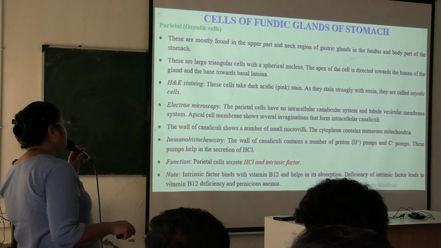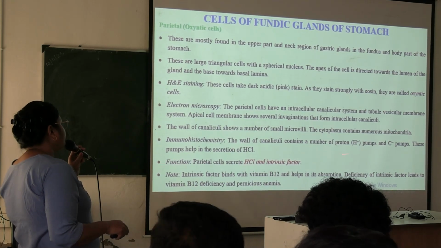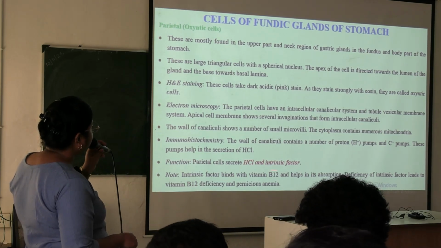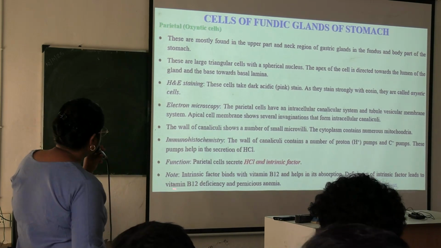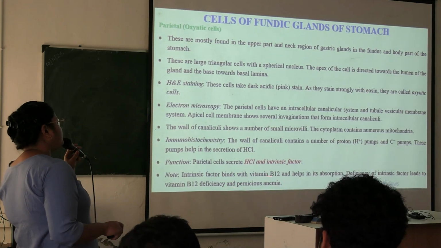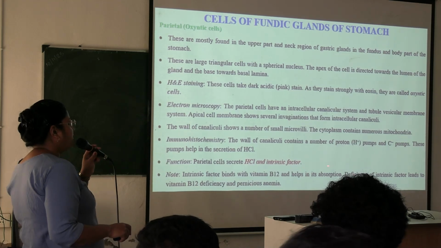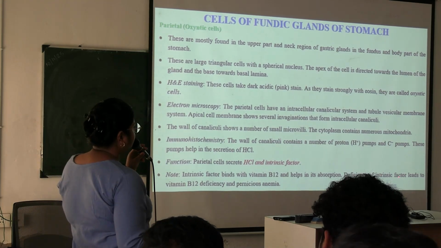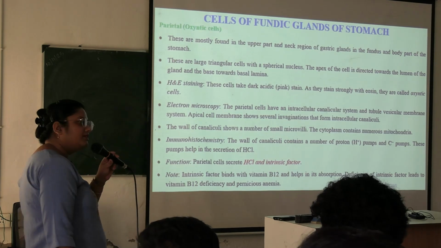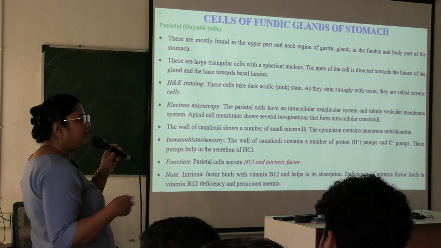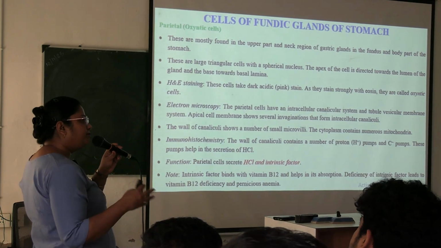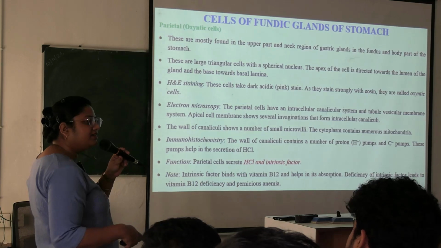Okay, so chlorine pump or proton pump. The function is that the parietal cell secretes HCl and intrinsic factor. What is the function of intrinsic factor? It binds with vitamin B12 and helps in its absorption. Deficiency of intrinsic factor leads to vitamin B12 deficiency and pernicious anemia. That's why during removal of the stomach for some reason there will be B12 deficiency, and you have to supplement B12 from outside.